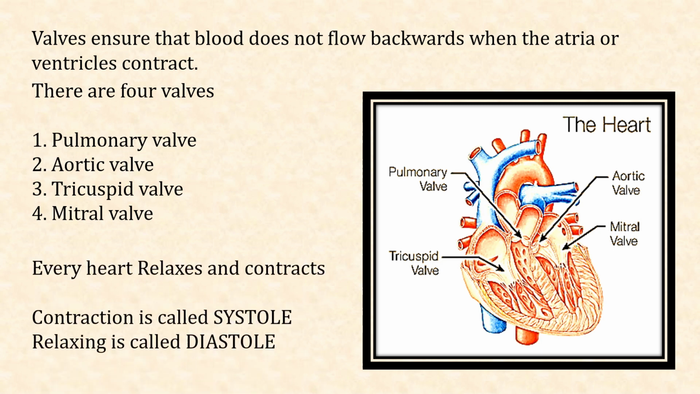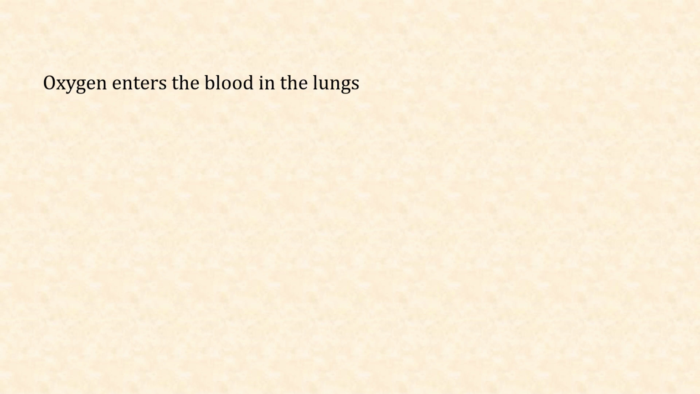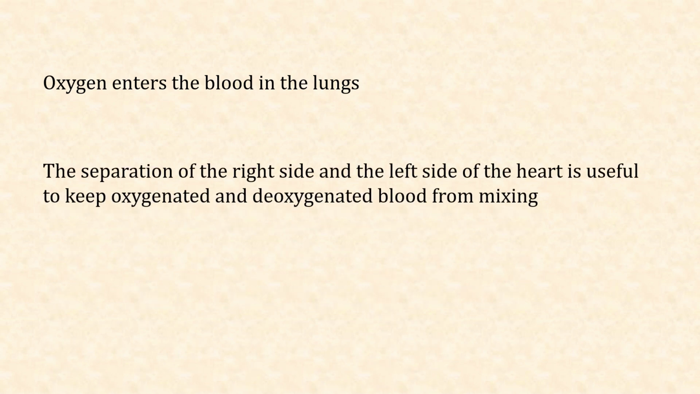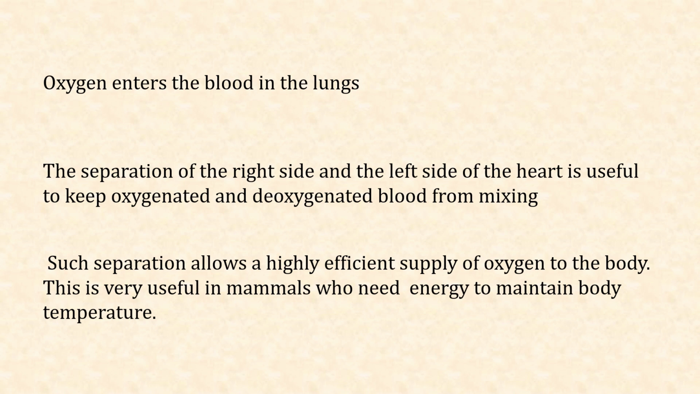The heart relaxes and contracts. Contraction is called systole. Relaxing is called diastole. Oxygen enters the blood in the lungs. The separation of the right side and left side of the heart is useful to keep oxygenated and deoxygenated blood from mixing. Such separation allows a highly efficient supply of oxygen to the body. This is very useful in mammals who need energy to maintain body temperature.